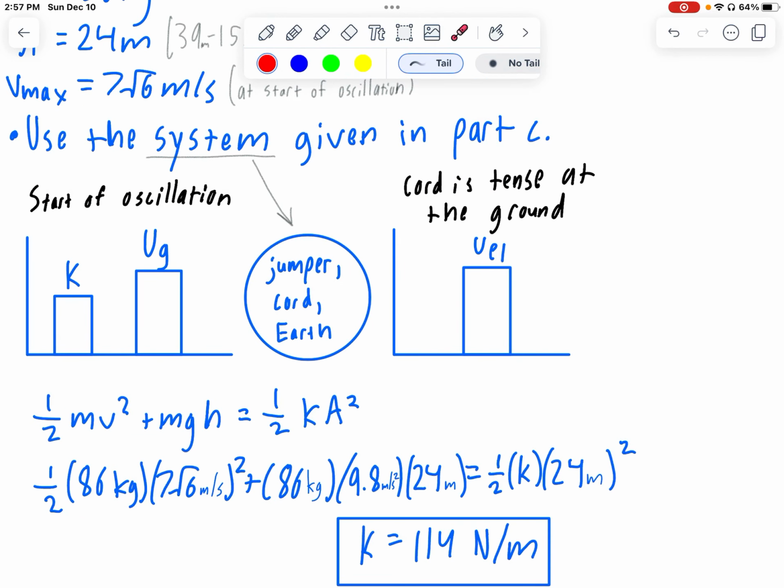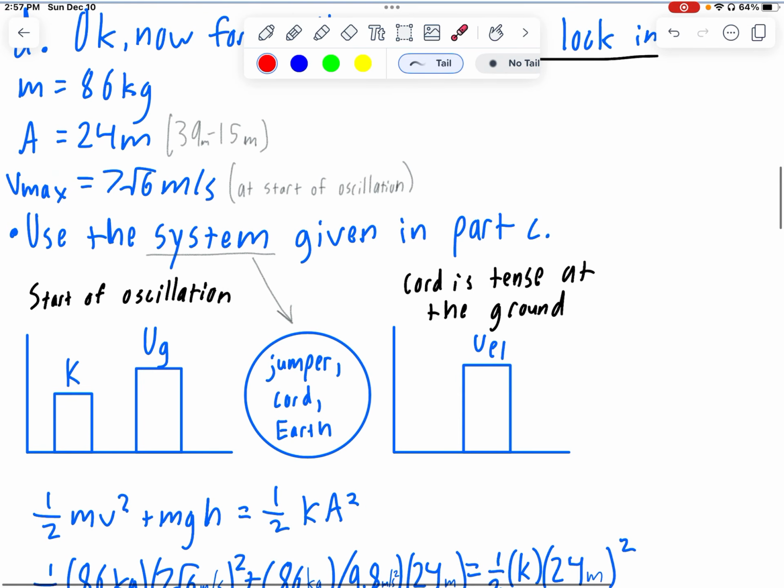I'll get into these three givens later, but I'll just explain the flow diagram first. So at the start of oscillation, which is after the 15-meter free fall, we have some kinetic energy from all that speed she gained, and some gravitational energy because she is still above ground. There's no elastic energy because it's the instant right before the spring begins to stretch.